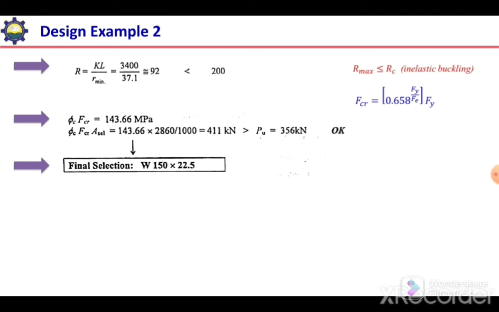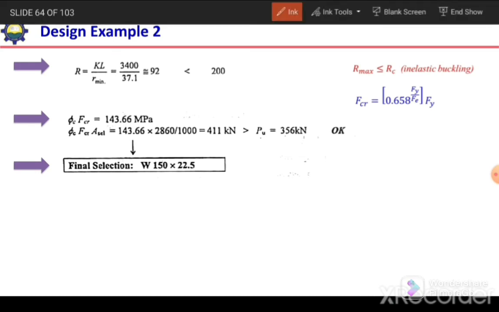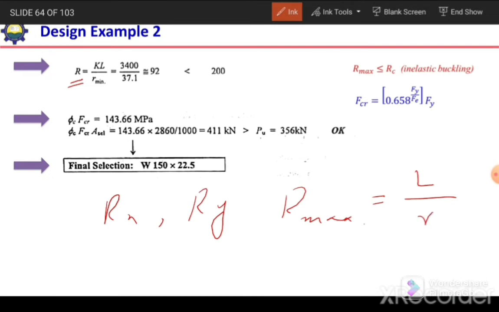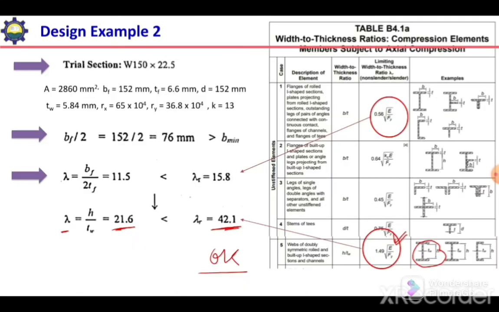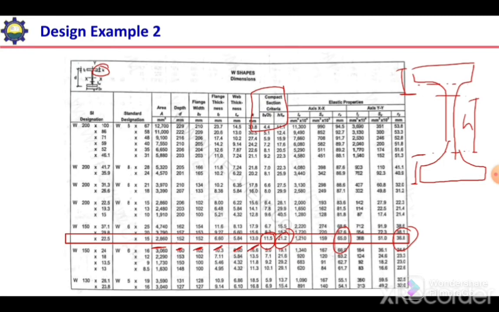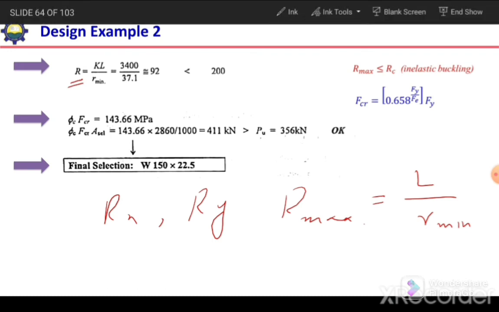Okay, after that we need to perform global instability check. So for that we need to calculate slenderness ratio along both axes, Rx as well as Ry, or we need to calculate R maximum. So to calculate R maximum, we need to consider the unsupported length divided by R minimum. So if we see here, Rx is 65 times 10 raised to power 4, and Ry is 36.8 times 10 raised to power 4. So Ry will be the minimum radius of gyration. So we need to substitute that value.